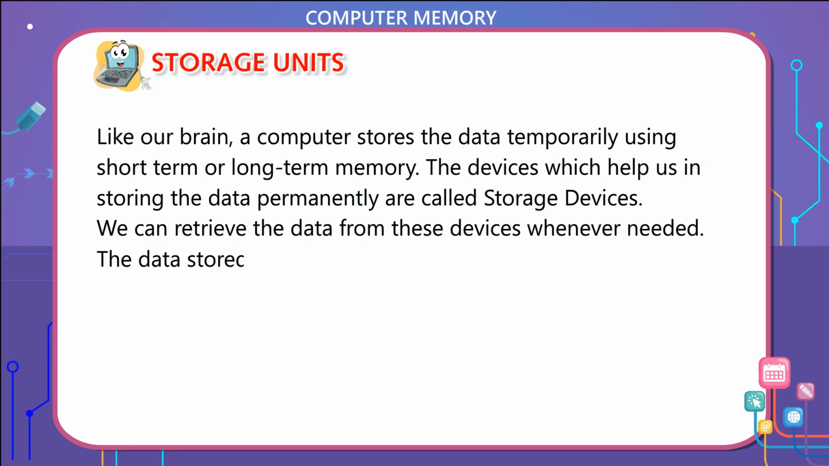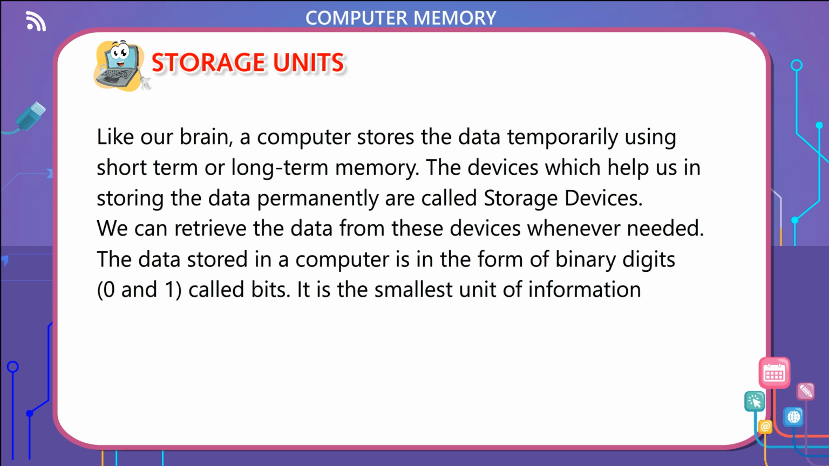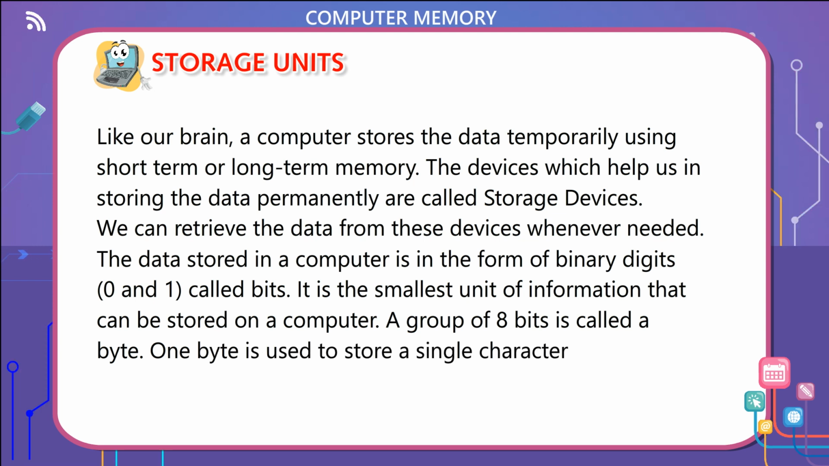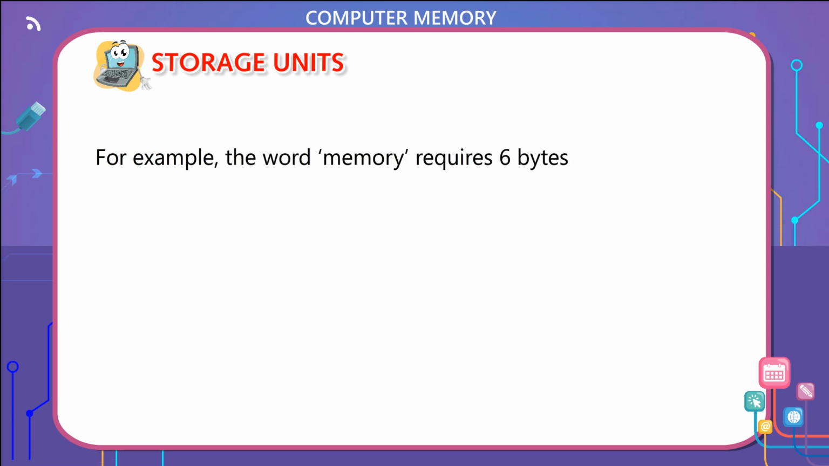The data stored in a computer is in the form of binary digits 0 and 1, called bits. It is the smallest unit of information that can be stored on a computer. A group of 8 bits is called a byte. 1 byte is used to store a single character in the computer. For example, the word memory requires 6 bytes. 6 into 8 equal to 48 bits in the memory.